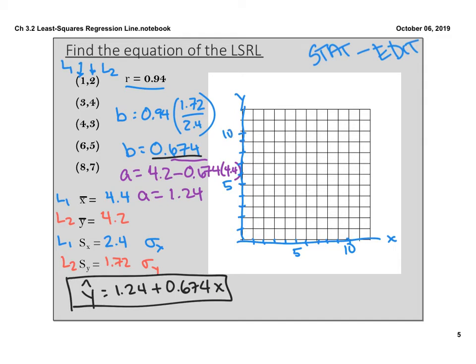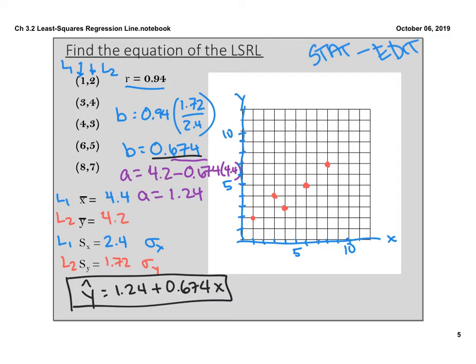All right, so now let's graph those points. If I graph the points, I'd have 1, 2, I'd have 3, 4. Sorry that I drew that dot unnecessarily. And then 4, 3, which is right there. 6, 5, and 8, 7. So this is 8, and then all the way up to 7. All right, so there's my actual data. Those red points are my actual data. Now I'm going to go ahead and graph my LSRL on the line.